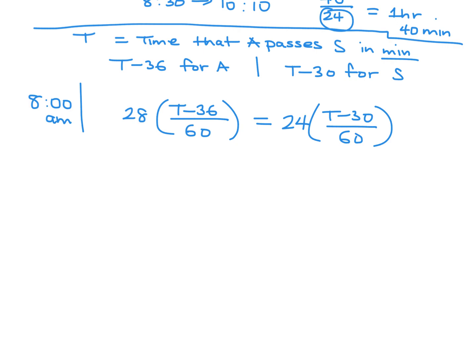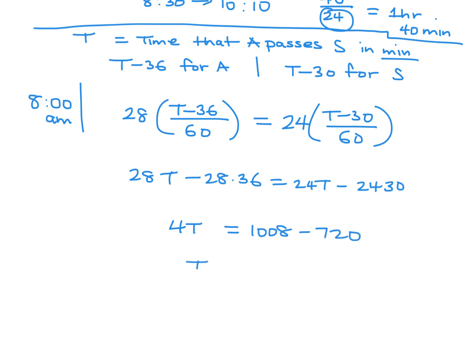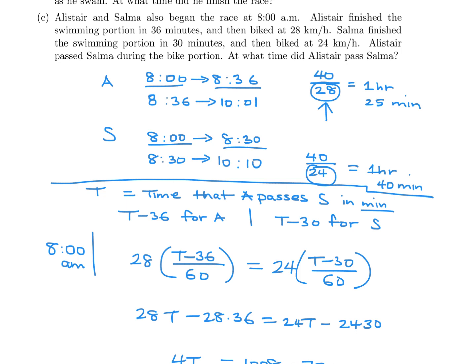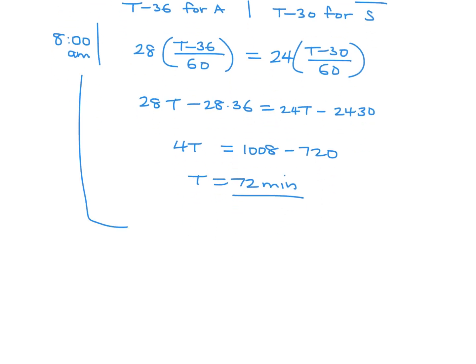And let's see what happens when we solve for it. The 60s go, so this is going to be 28T minus 28 times 36. It's going to be 24T minus 24 times 30. So that means 4T would be 1008 minus 720. And then when you solve for this, you get T equals 72 minutes. So at the 72-minute point is when Alistair passes Salma. And just to clarify, this is 72 minutes since the start of the race. So since the race started at 8 a.m., this would be at 9:12 a.m. is when they pass, I guess, or meet.